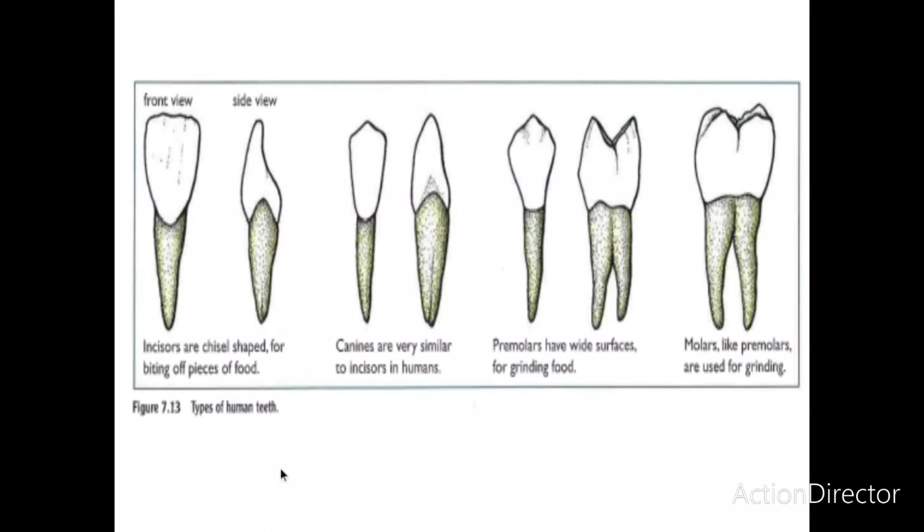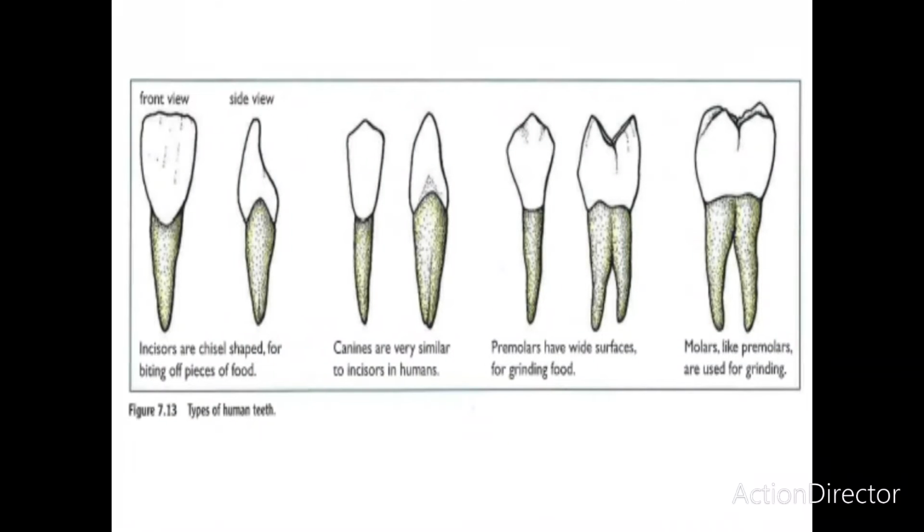And again, we can see the different types of human teeth. These are the incisors. They are chisel shaped and they are used for biting off food pieces. And these are the canines. They are sharper and they are used to tear off food pieces. These are the premolars. They have wide surfaces for grinding food, and these are the molars, and like the premolars, they are used for grinding food. The teeth right at the back of the mouth are also known as wisdom teeth.